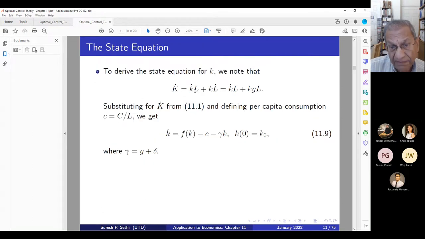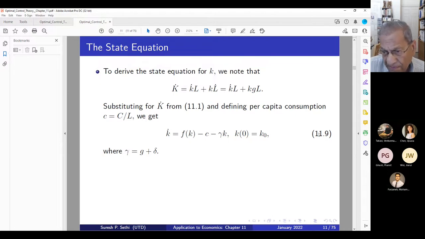So k dot is k dot l plus k l dot, which is k dot l plus k g l, because l dot is g l. You can then take the k dot, and your k dot becomes, using k dot 11.1, as we see, c divided by l, which is per capita consumption, you can get this equation. And k0 is the initial value, which is capital divided by L0, K0 divided by L0.